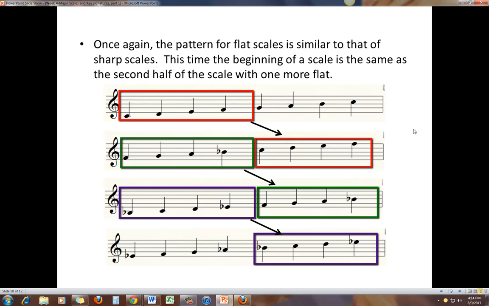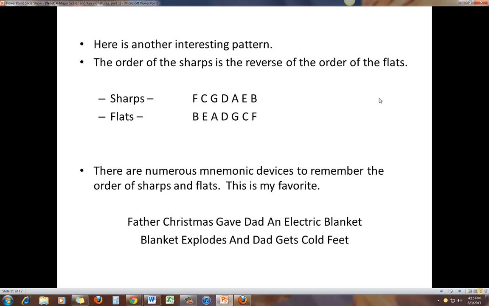Once again, the pattern for flat scales is similar to that of the sharp scales, except in reverse. So the first 4 notes of the C major scale are identical to the last 4 notes of the F major scale. First 4 of the F identical to the last 4 of B flat, and that pattern will go also through the whole cycle of flat scales. A couple more interesting patterns. The order of sharps is the reverse of the order of flats. So sharps, F, C, G, D, A, E, B, is B, E, A, D, G, C, F.